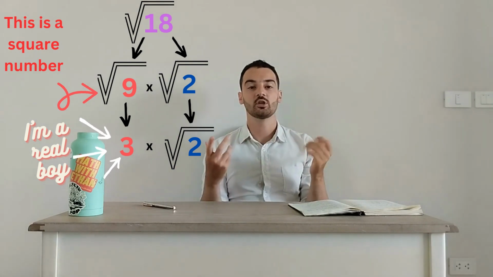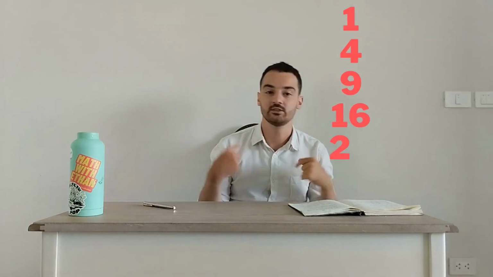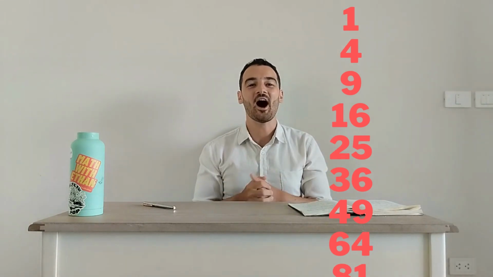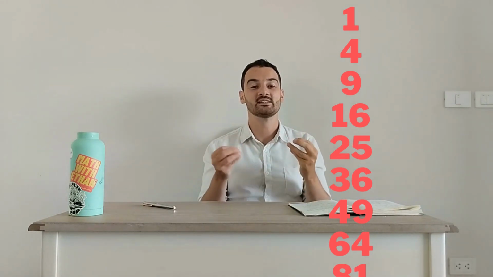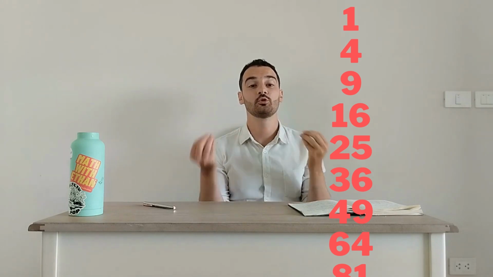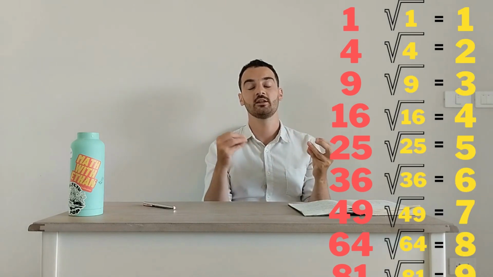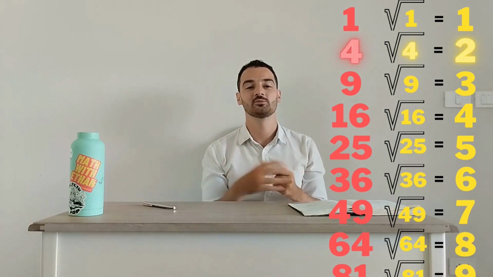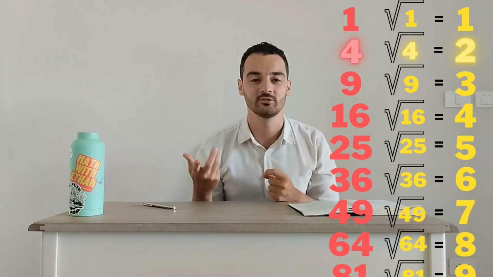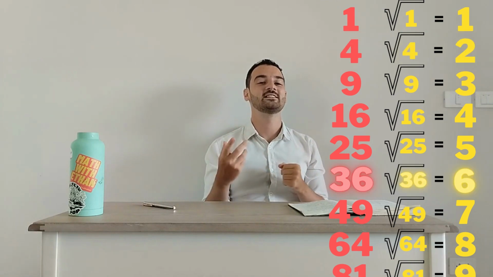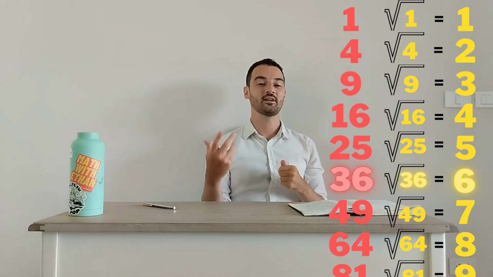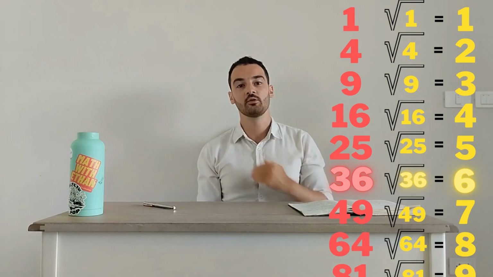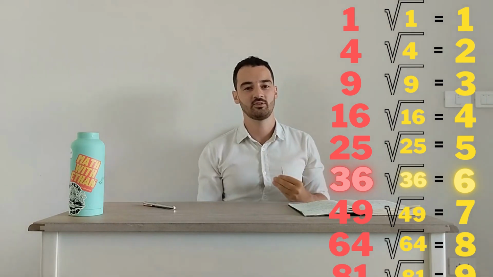So the square numbers are 1, 4, 9, 16, 25, 36, and so on. Alright? They'll be up here. And these are numbers that have been squared. So when we square root them, they return to their numbers. Alright? So for example, 4 is a square number because when we square root 4, it becomes 2. Alright? 36 is a square number because when we square root it, it becomes 6. So we use these numbers to create real numbers when we are simplifying surds.